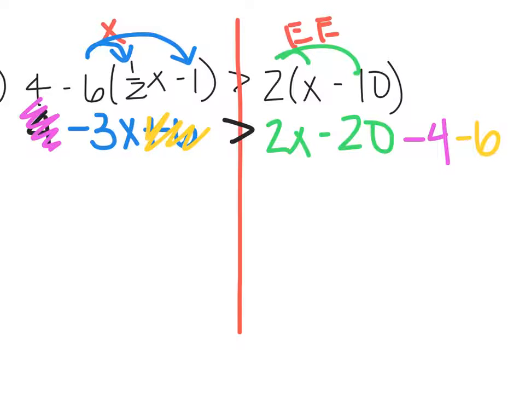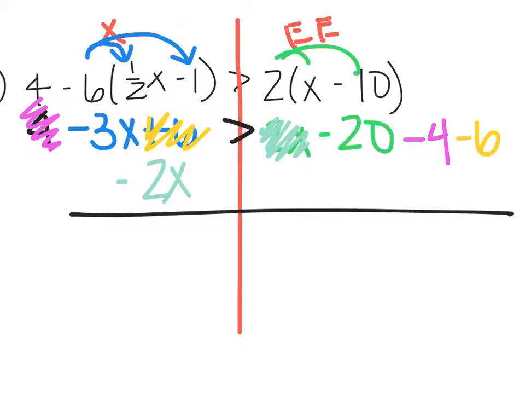Nothing else on the left side needs to move, but looking at the right side, notice I have this 2x. And this 2x obviously has an x attached to it, but it's not on the x side, so I need to move that. So this 2x is going to go, and it's going to become a negative 2x because it was a positive 2x. So now everything is on the correct side, so I can do my math. Negative 3x minus 2x is negative 5x is greater than negative 20 minus 4 minus 6, which is going to be negative 30.